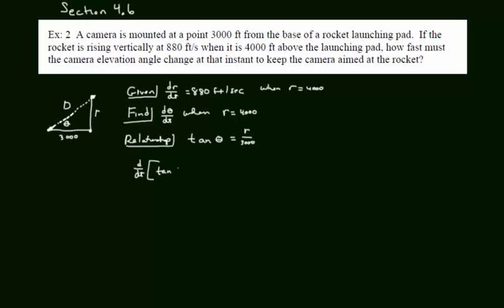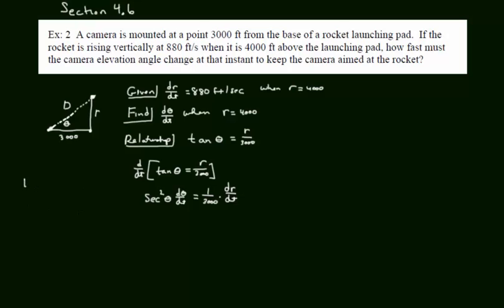So we have the tangent of theta equals r over 3,000. So this is going to be secant squared theta, d theta dt, the chain rule. Theta is a function of time, and also r is a function of time. So now we have 1 over 3,000 times the derivative of r with respect to t, which is dr dt. All right, that's our derivative equation.